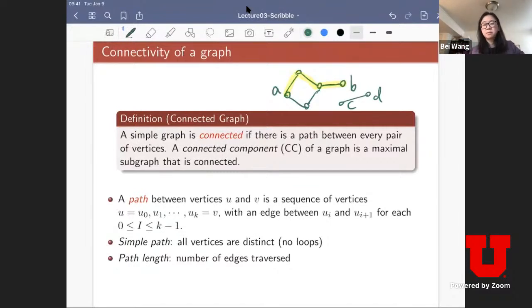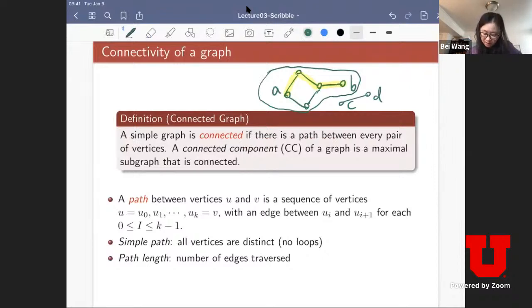And then a connected component of the graph is a maximal subgraph that is connected. For example, what I circled here is one connected component, and the nodes C and D form another connected component. Of course, in this definition there's a notion of a path. So what is a path? A path between two vertices is a sequence of vertices with an edge between adjacent vertices.